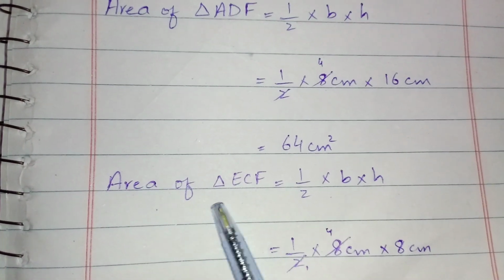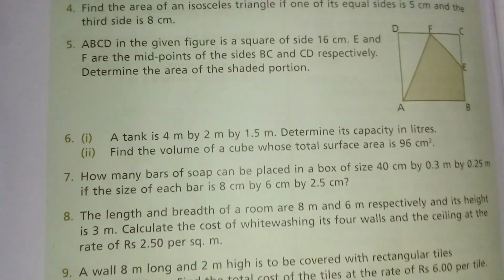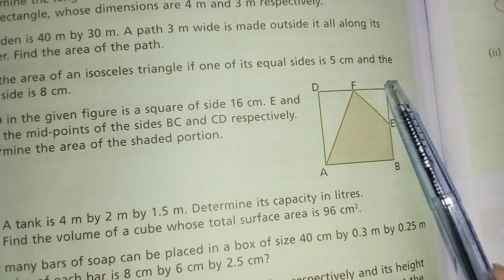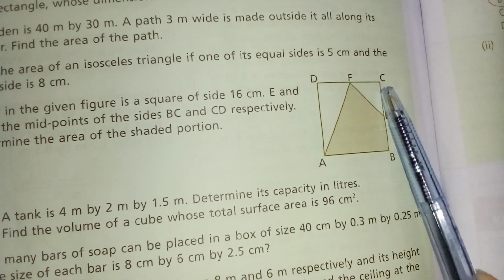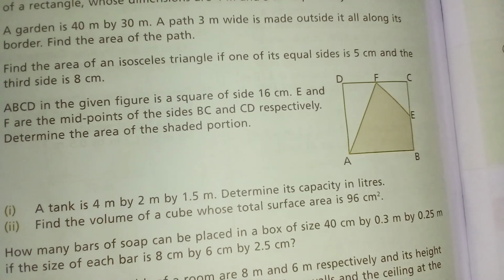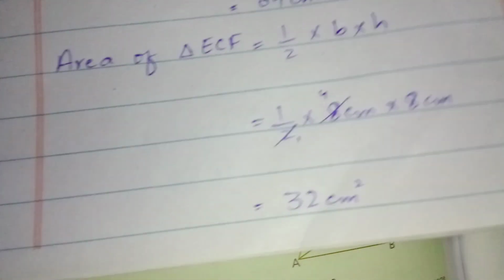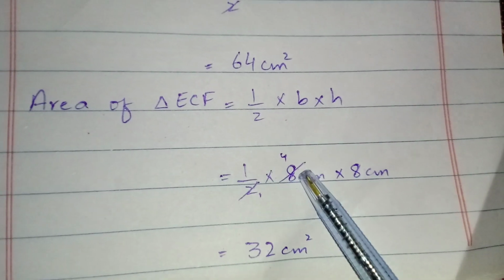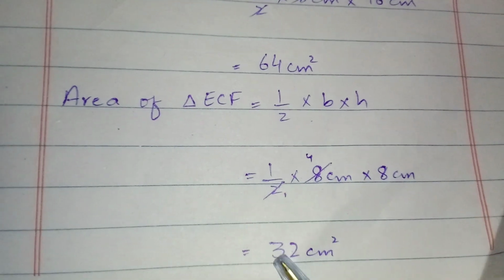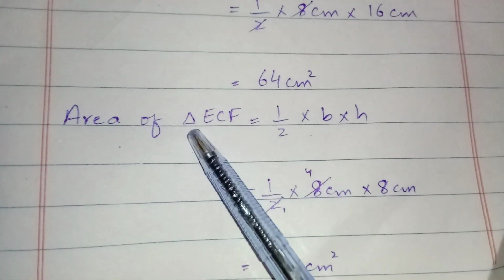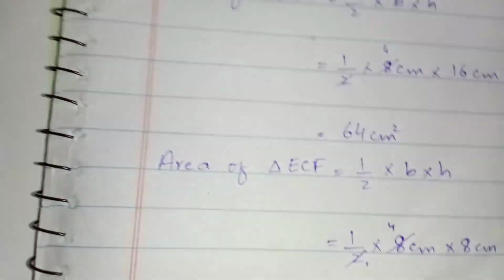Now we have to find the area of triangle ECF. Triangle ECF, its base is 8 centimeter and its height is also 8 centimeter. So 1/2 multiplied by 8 multiplied by 8. So 2 1 the 2, 2 4 the 8, and after multiplication we get the answer 32 centimeter square is the area of triangle ECF.